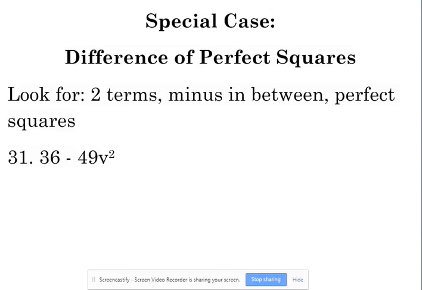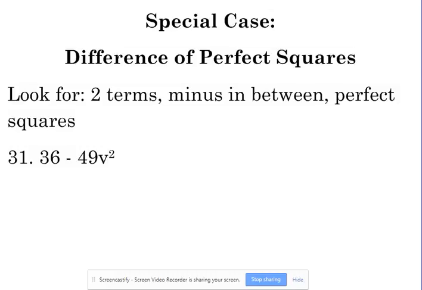There must be a minus sign in between. Okay? There has to be a minus sign in between, unless there's a GCF thing going on. But we'll get to that in a minute. And the numbers have to be perfect squares. So I've got a list of those. Okay, perfect squares. I'm just going to put it back up again. There we go. Okay, so 36 minus 49b squared.